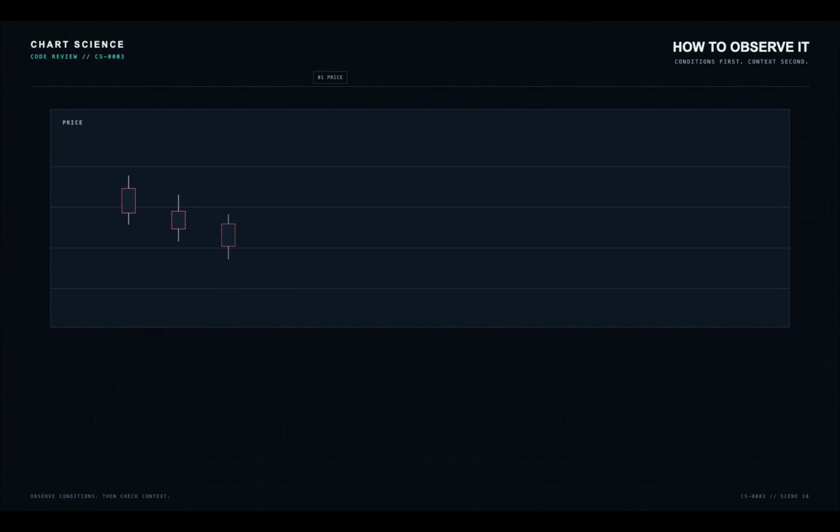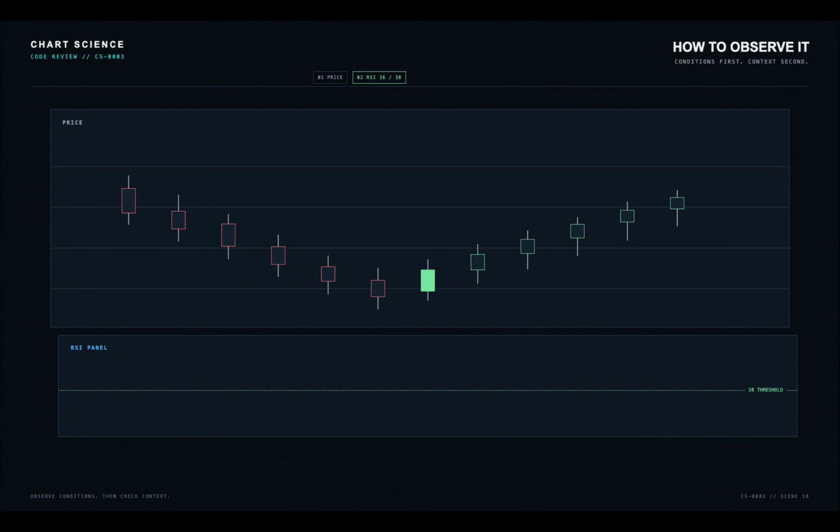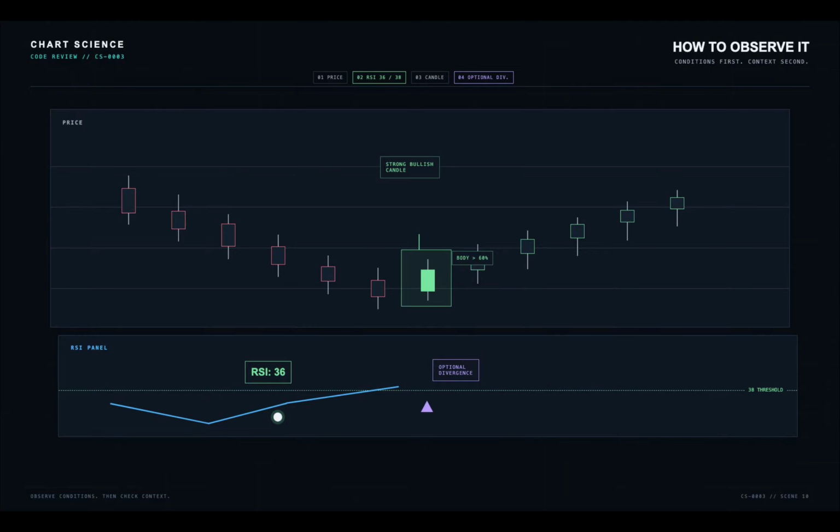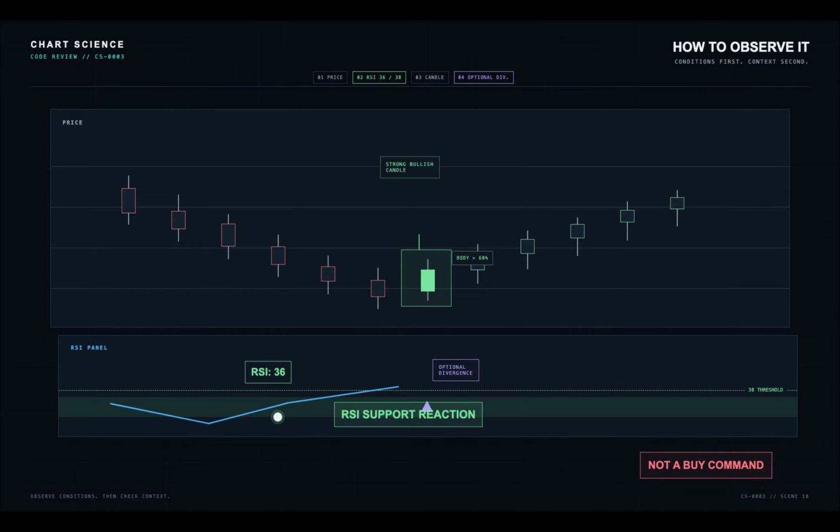So how should a trader observe this tool? First, watch what price is doing. Second, check the RSI level. Third, wait for the candle filter. Fourth, treat divergence as optional confirmation, not as a prediction. Finally, check the bigger trend and your risk plan.